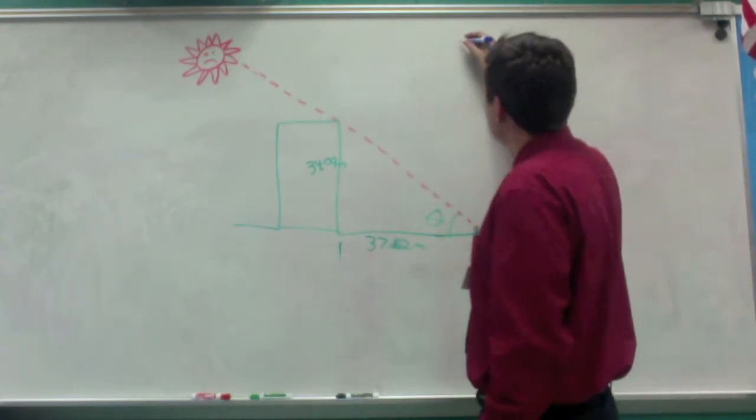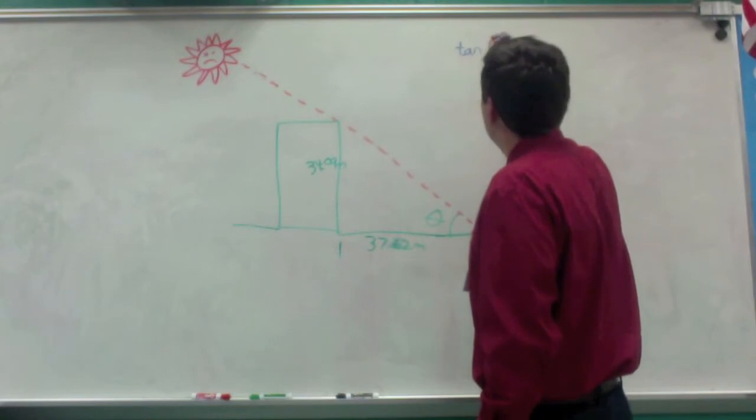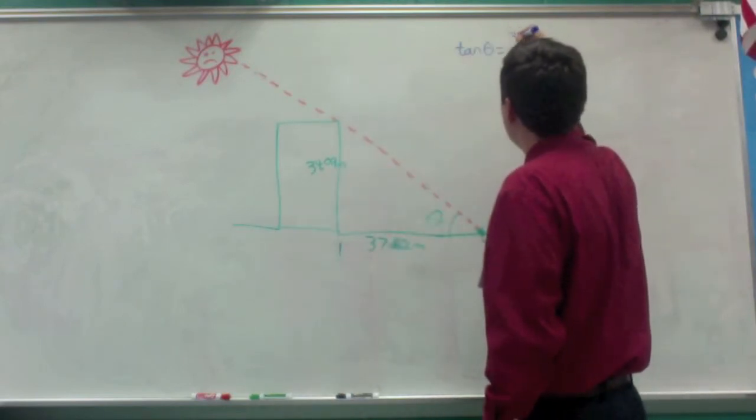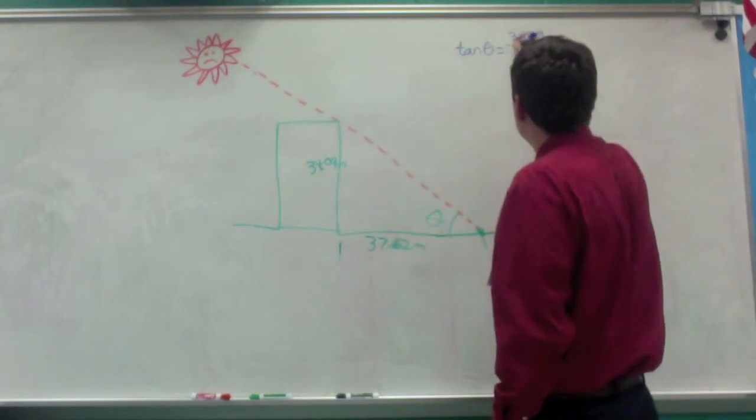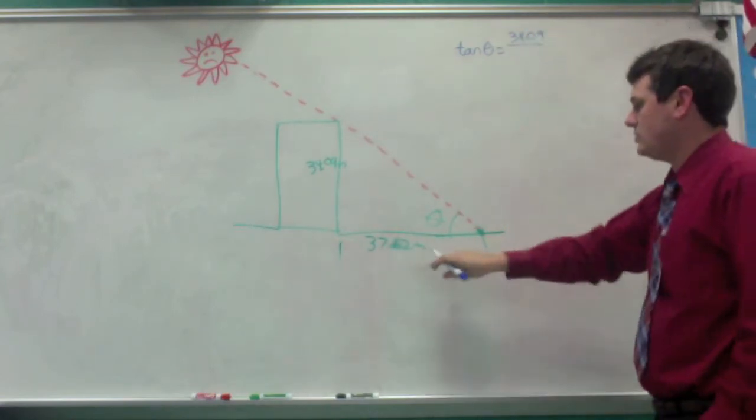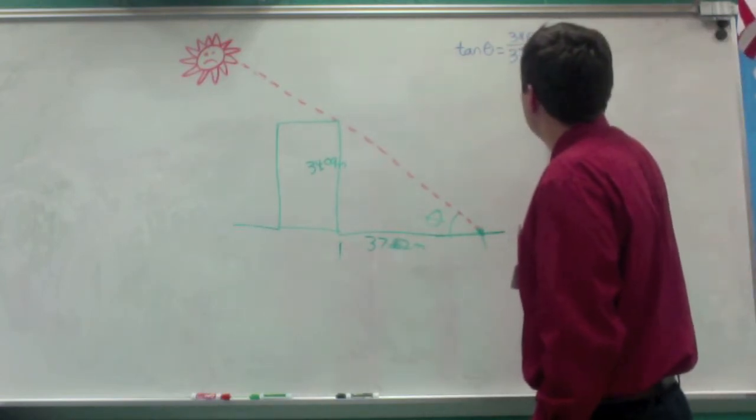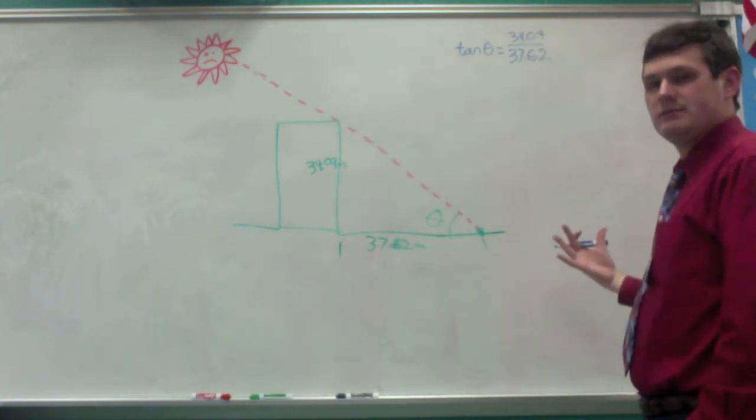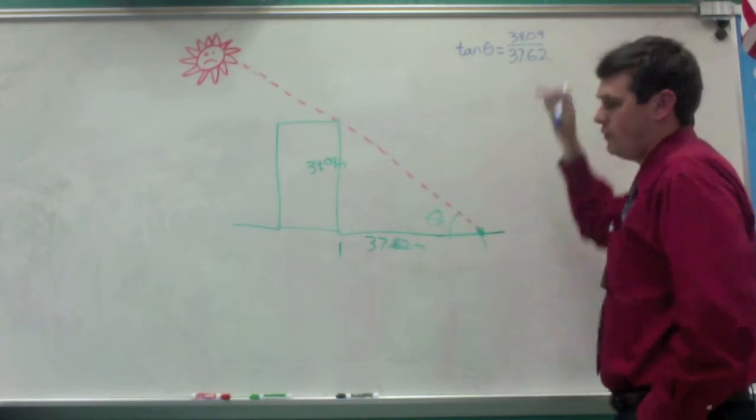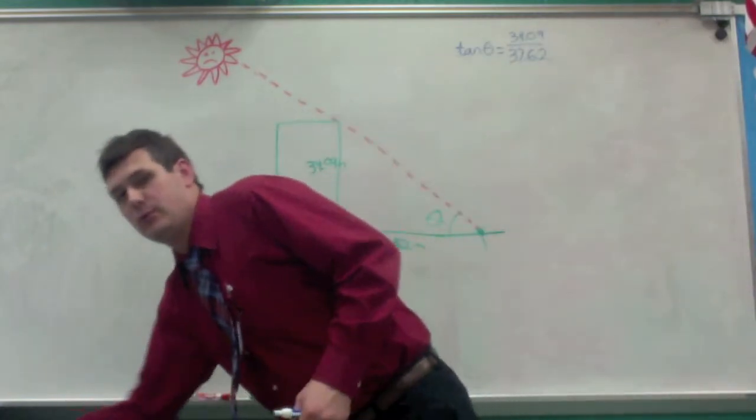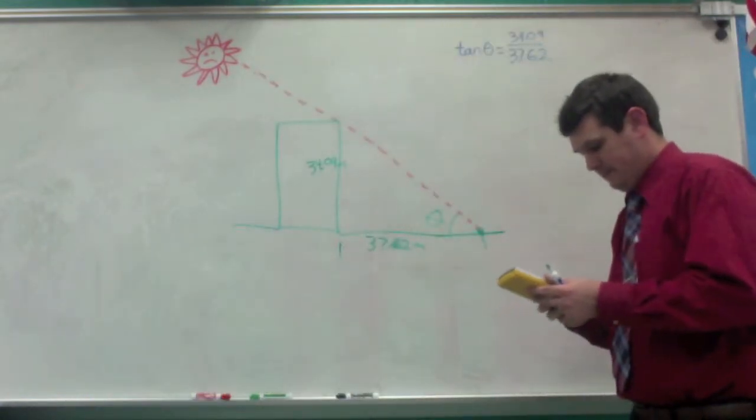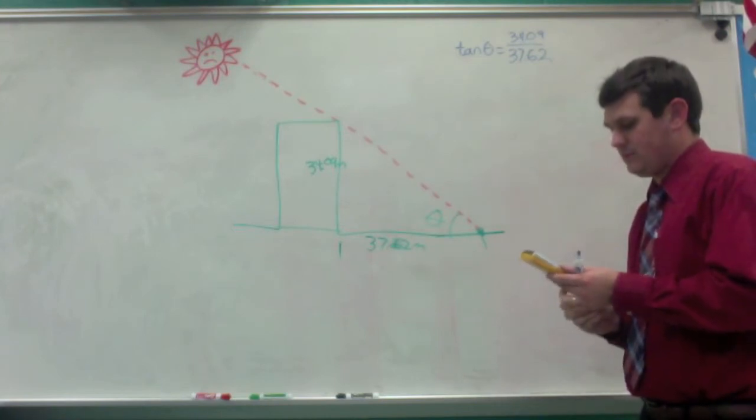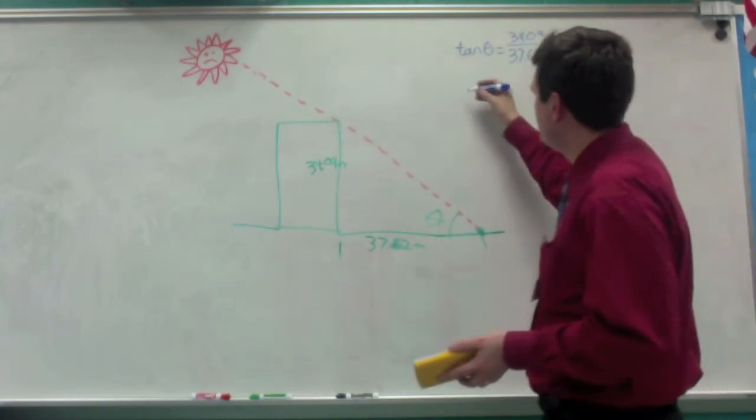So we use tangent of theta equals the opposite, which is 34.09, divided by the adjacent, which is 37.62. Okay? And that's it. So we divide 34.09 by 37.62. That gives us 0.906.